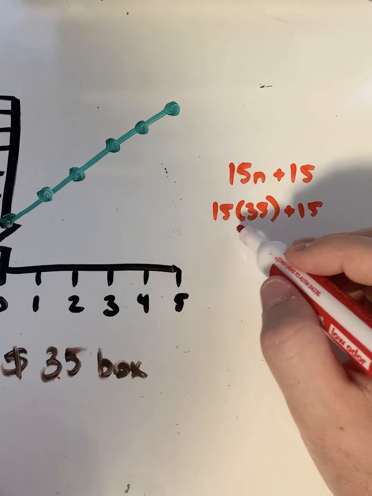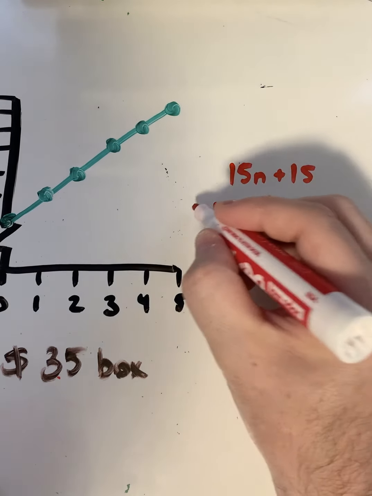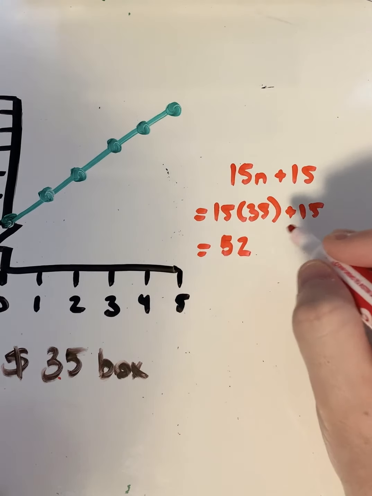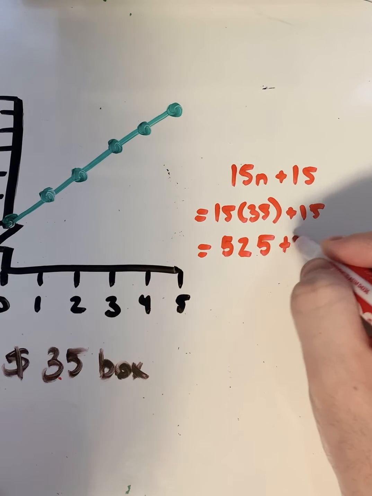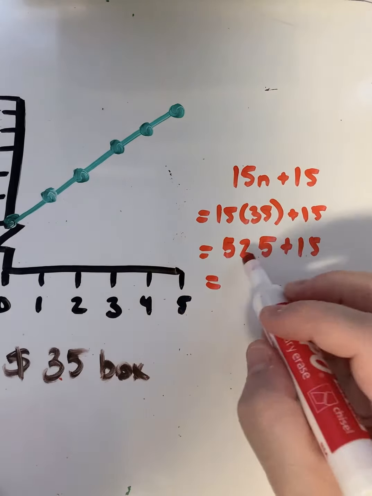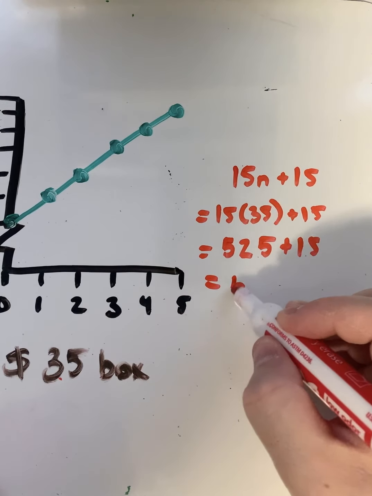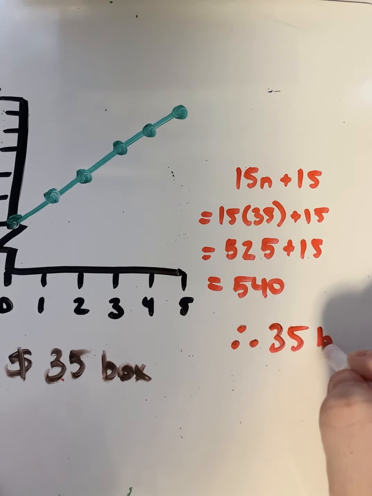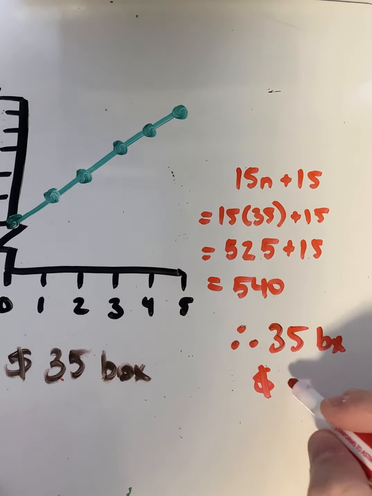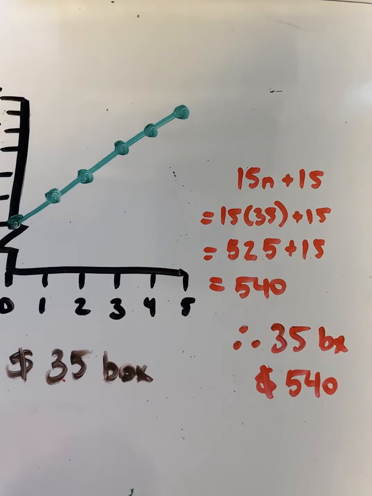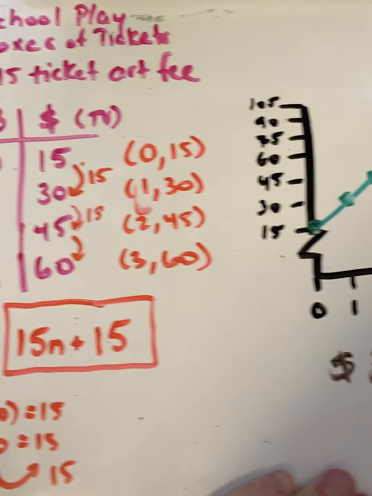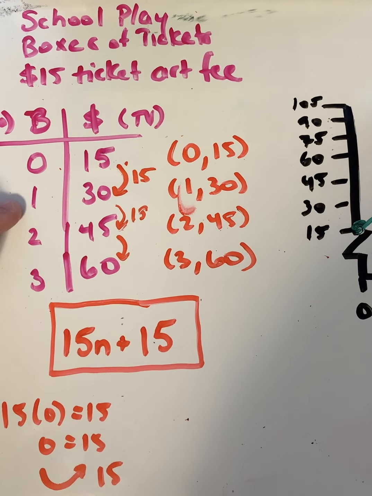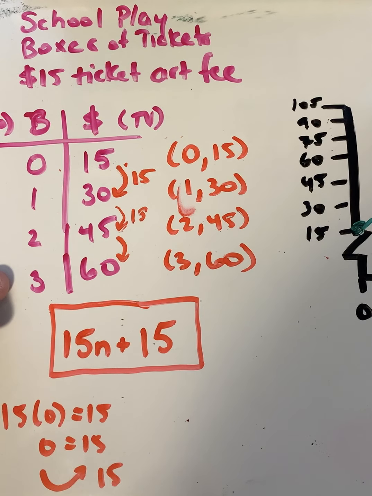15 times 35 is 525 plus 15. 525 plus 15 is 540. Therefore, 35 boxes would cost $540.